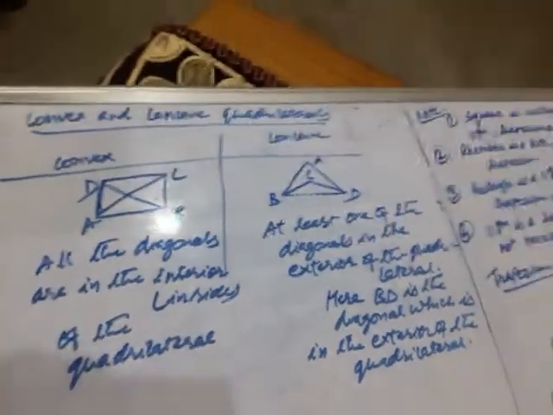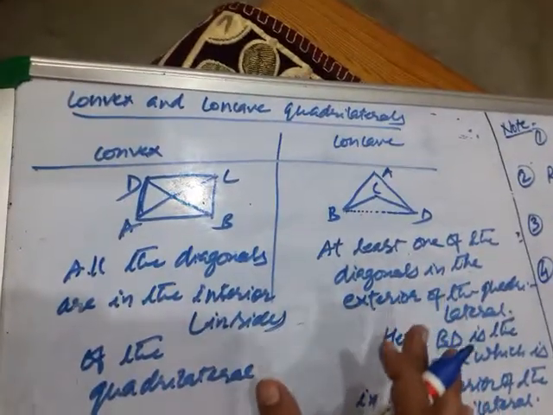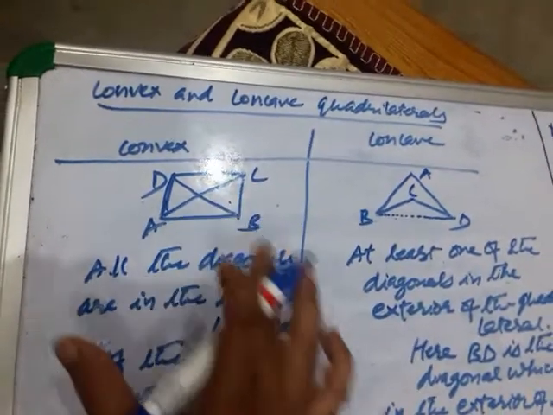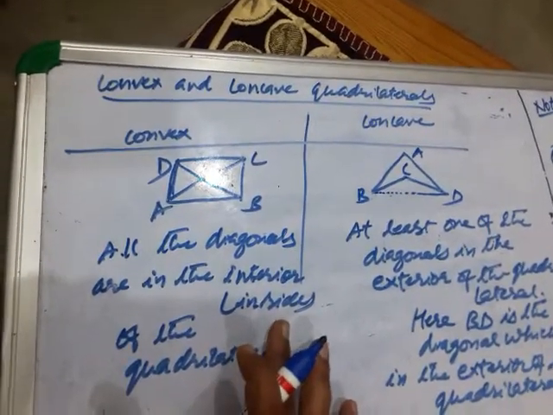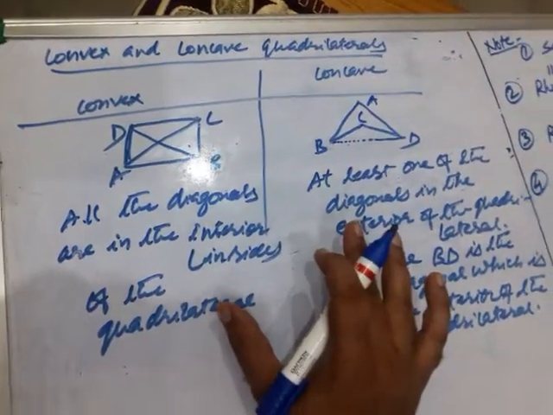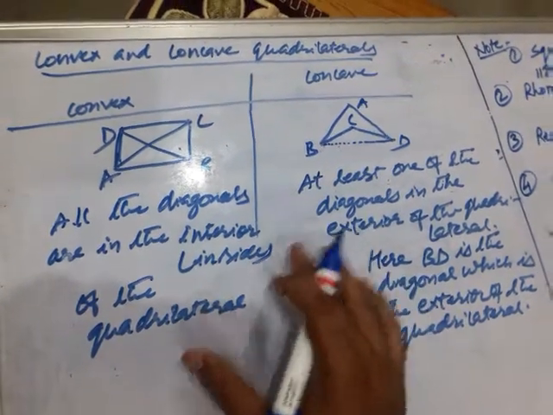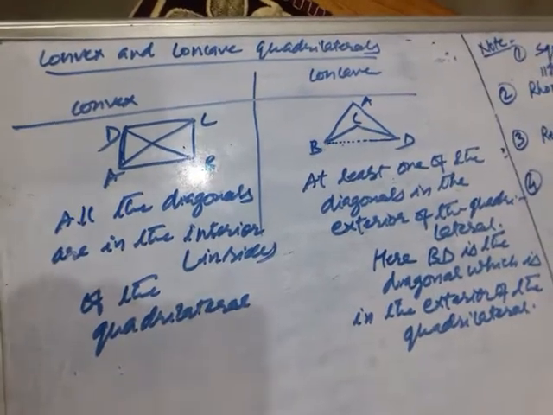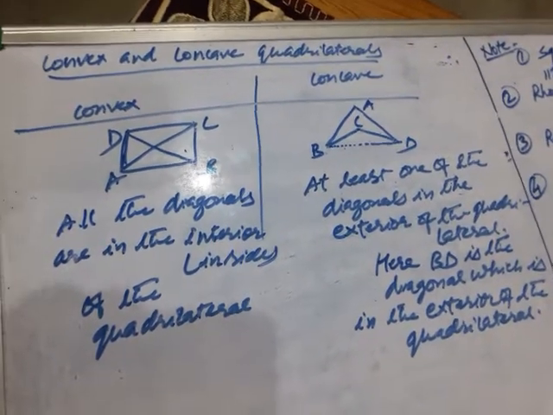Okay, children. So these are convex and concave quadrilaterals. They are very important. In a convex quadrilateral, all the diagonals are inside. Whereas in a concave quadrilateral, at least one diagonal is outside. Clear? Now, how to find out, children, how many diagonals are there?